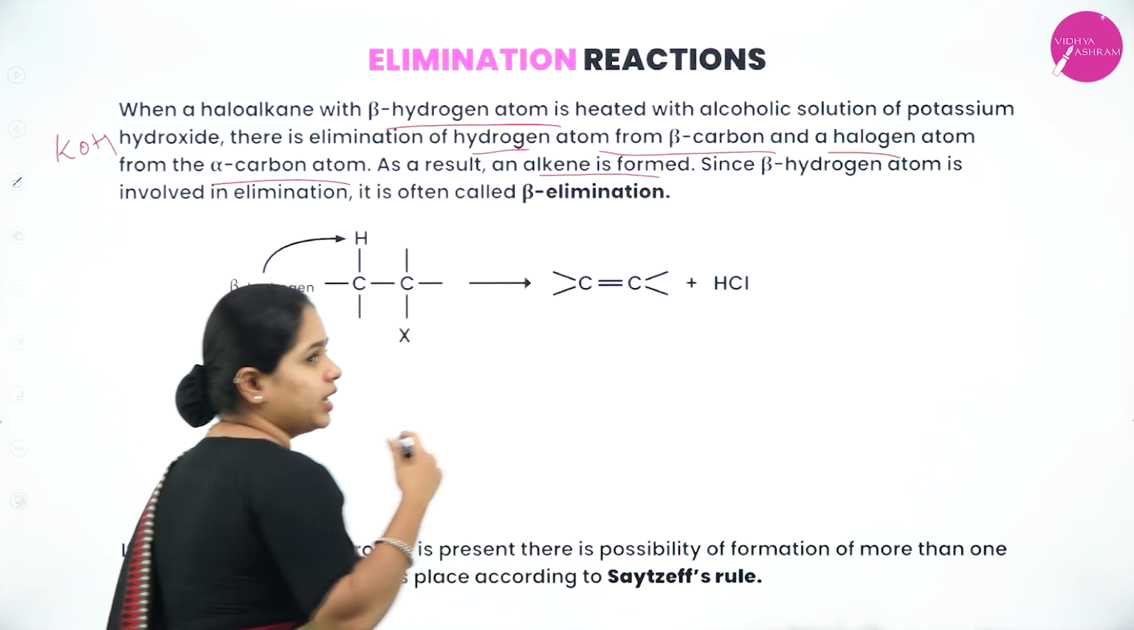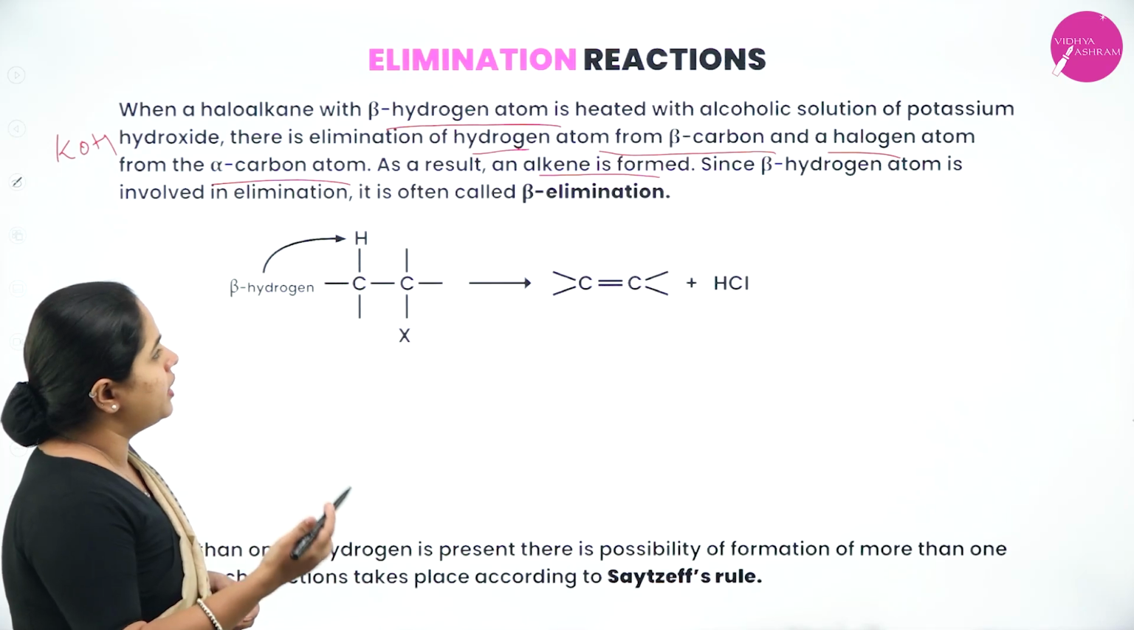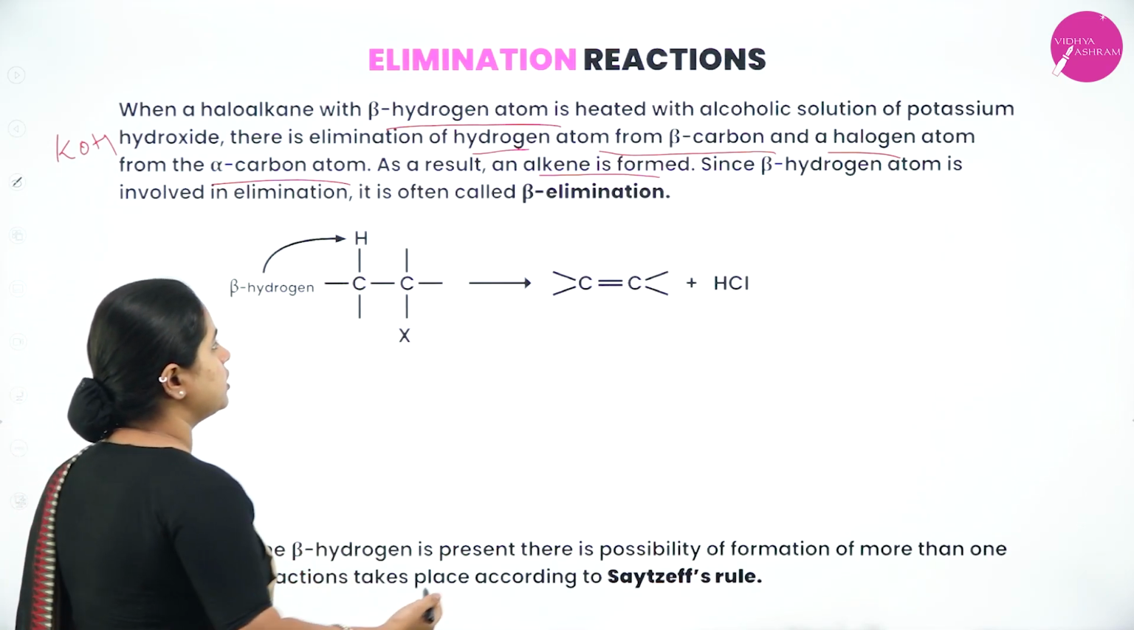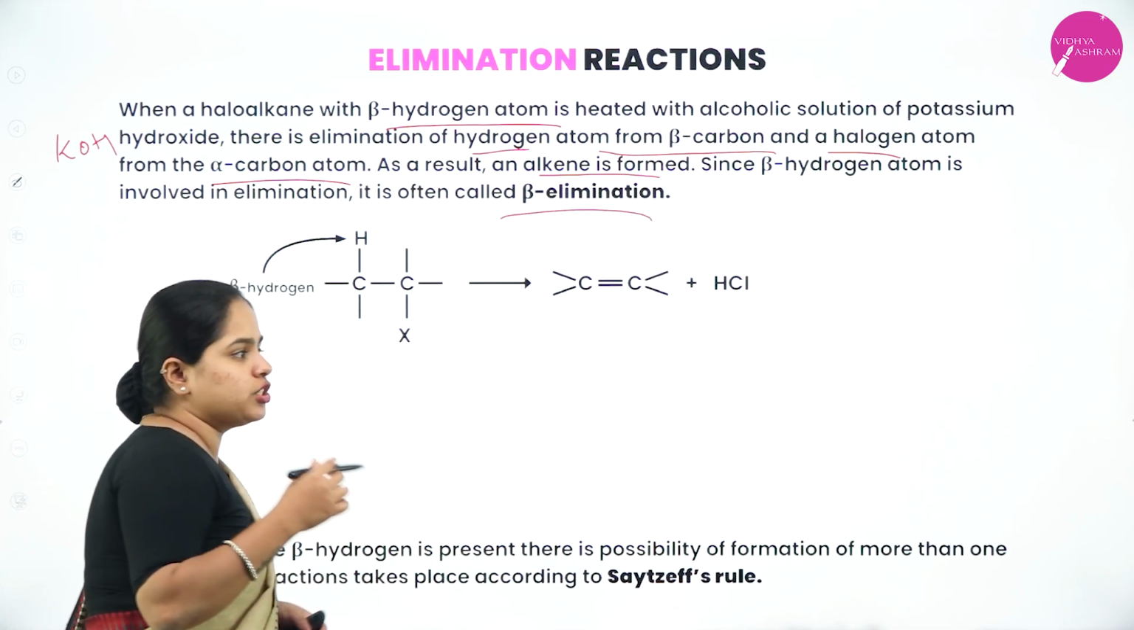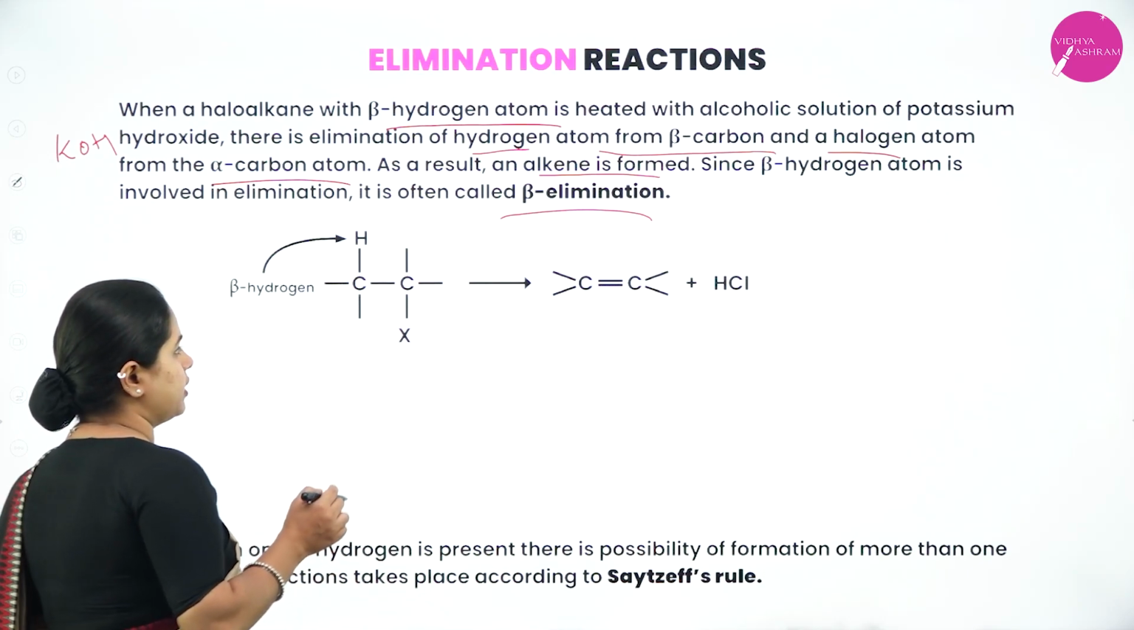So what are you getting in elimination reaction? Alkenes will be the product which is formed. Since beta hydrogen is involved in the elimination, it is also called beta elimination. So specifically, you can call it beta elimination. So let's take an example and understand this.